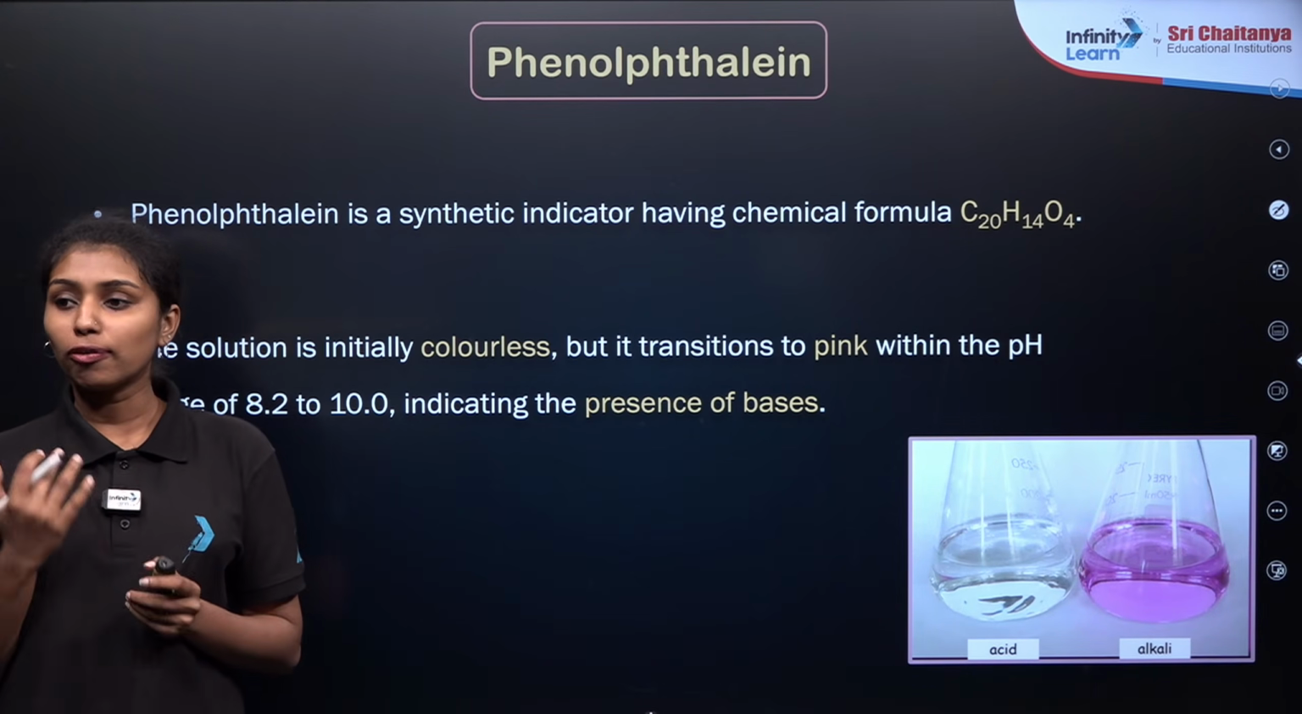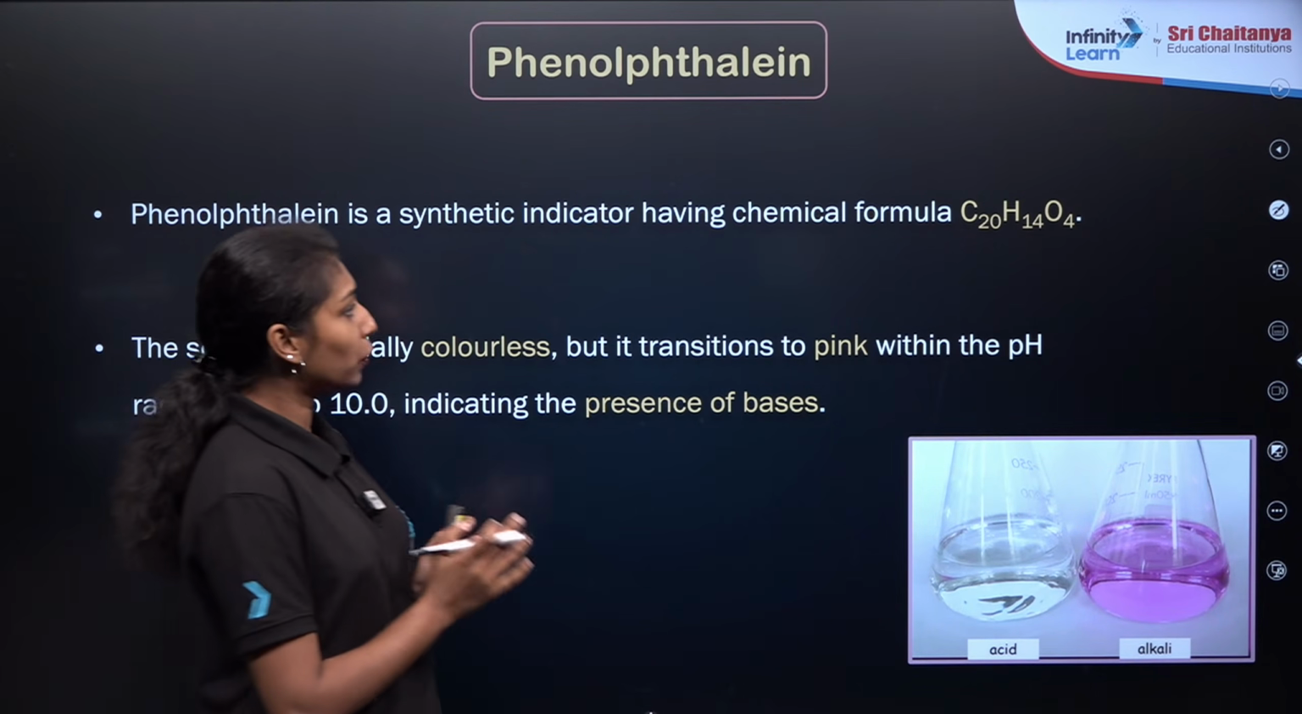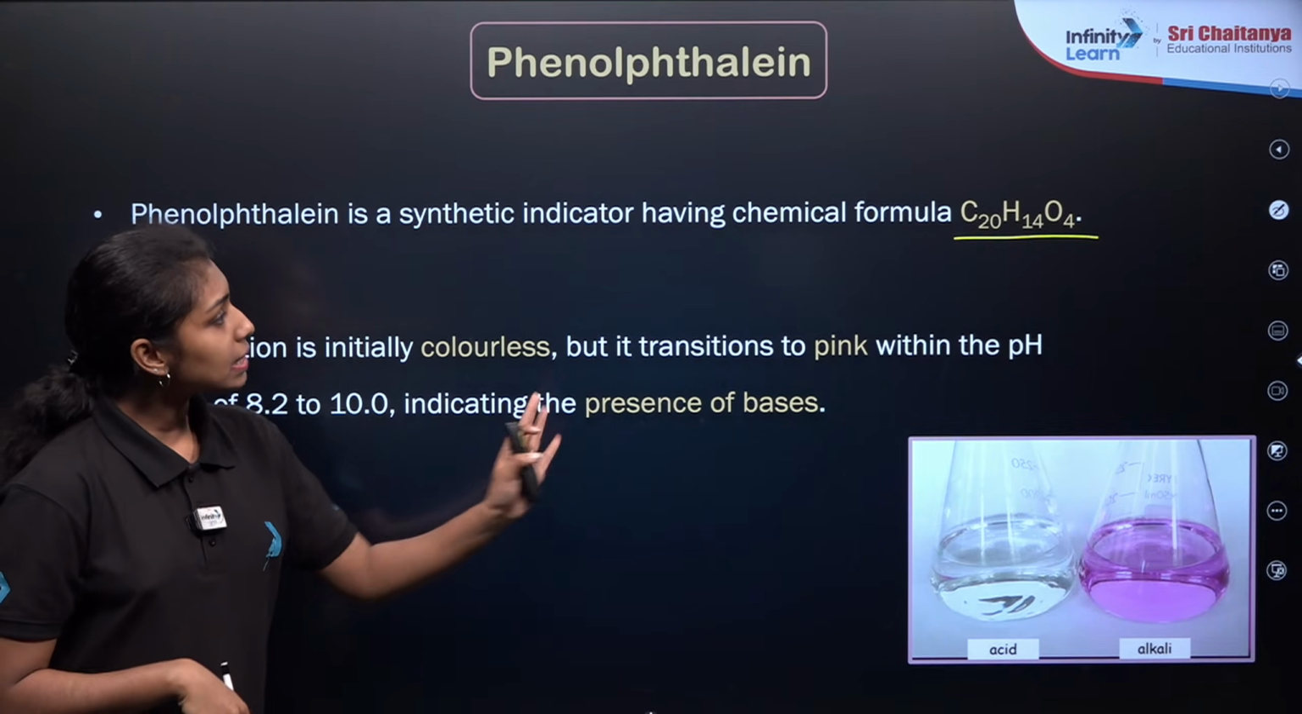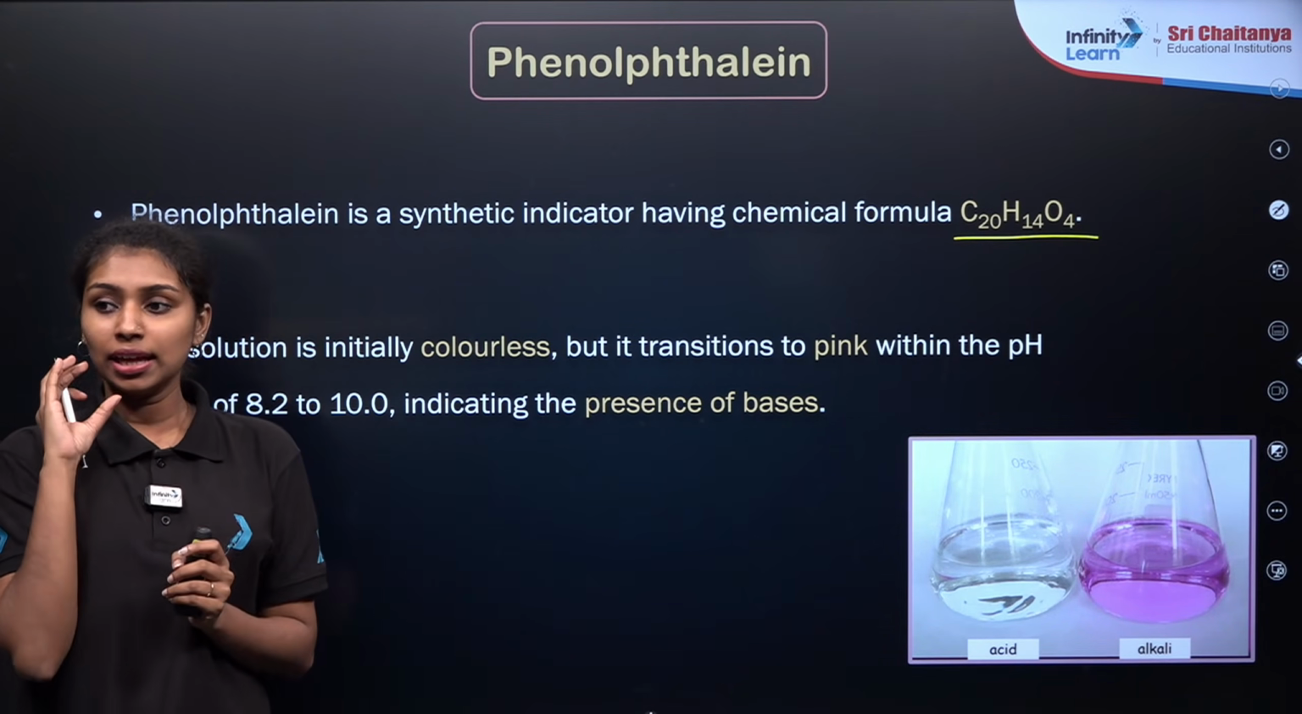So the first one is phenolphthalein, right? Phenolphthalein is another type of indicator, which has the formula C20H14O4. No need to memorize the formula here. You just need to have an idea of what the phenolphthalein indicator is.